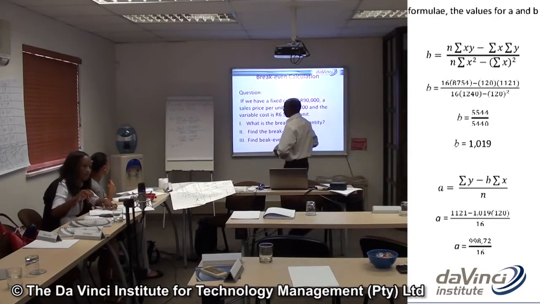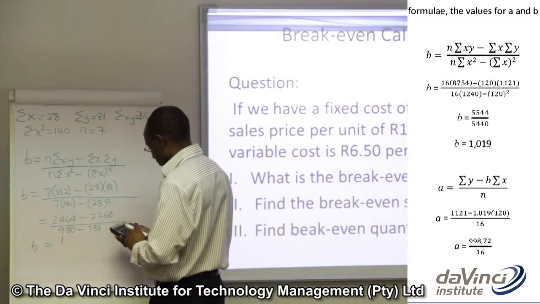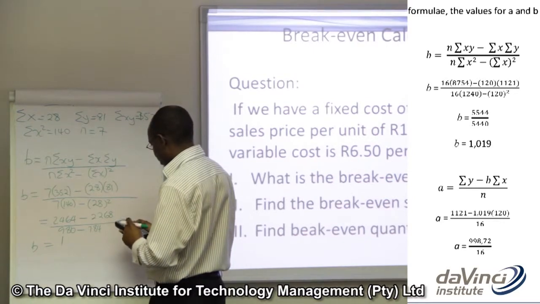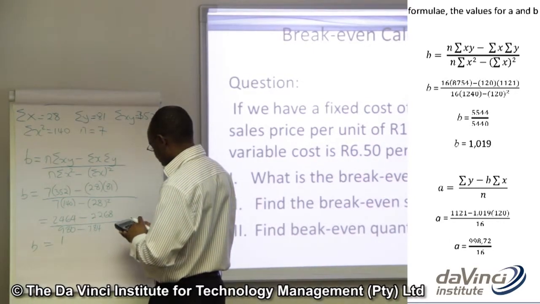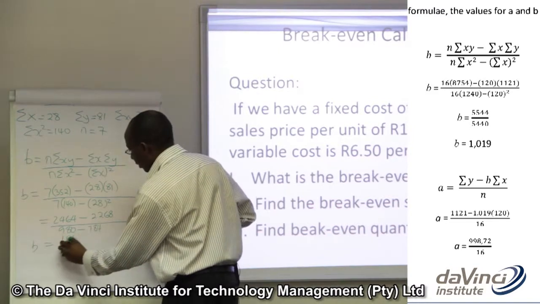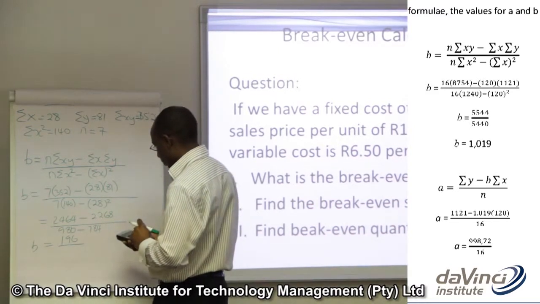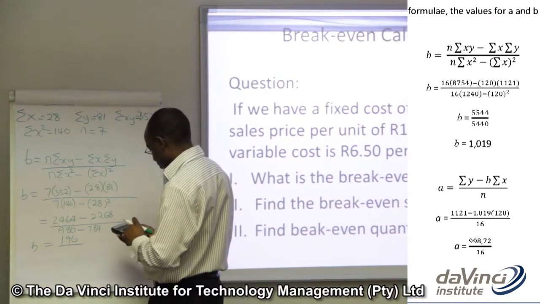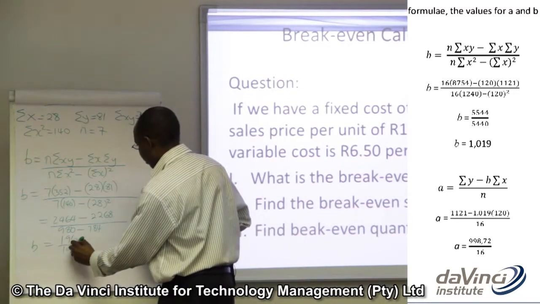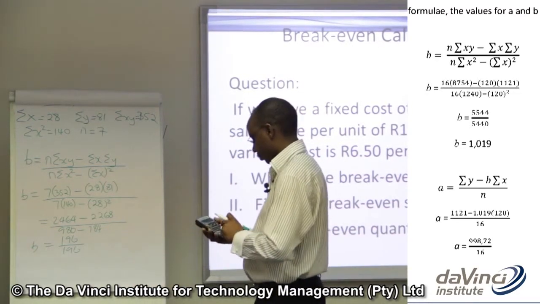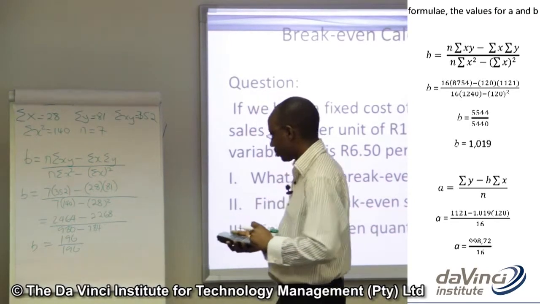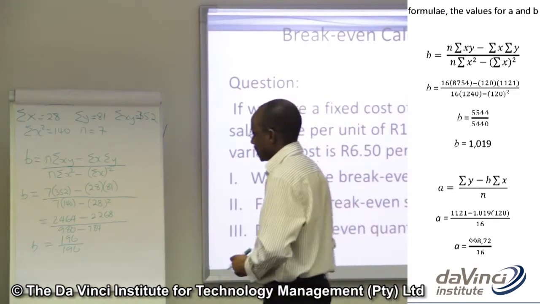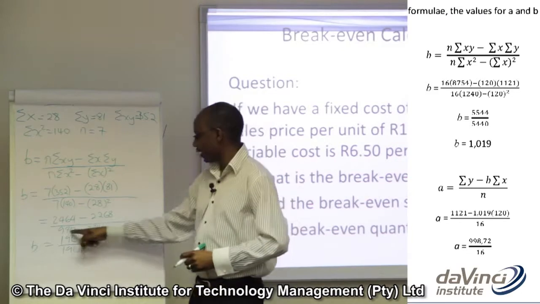Okay, let's solve the top part first. 2464 minus 2268 is 196. Then the bottom part, 980 minus 784 is 196. Are you getting that? Why is it 700? 980 minus 784.